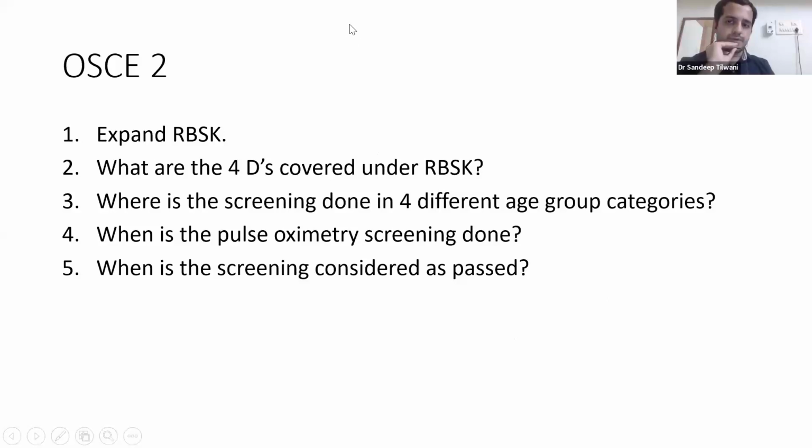Okay. So it is about the RBSK program. Expand RBSK. What are the 4Ds which are covered under the RBSK scheme? Where is the screening done in 4 different age group categories for RBSK? When is the pulse oximetry screening done? And when is the screening considered as passed?